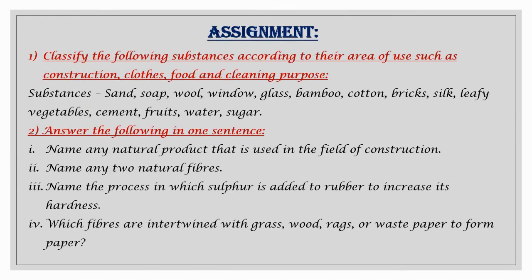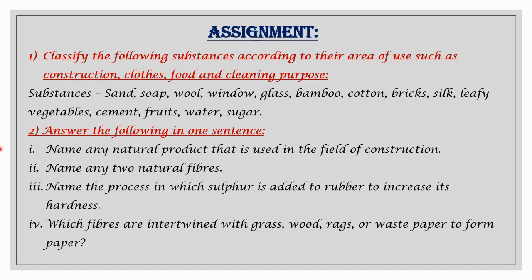Students, now this is an assignment for you all. The first question for the assignment is, you have to classify the following substances according to their area of use, such as construction, clothes, food, and cleaning purpose. The substances are sand, soap, wool, window, glass, bamboo, cotton, bricks, silk, leafy vegetables, cement, fruits, water, and sugar.